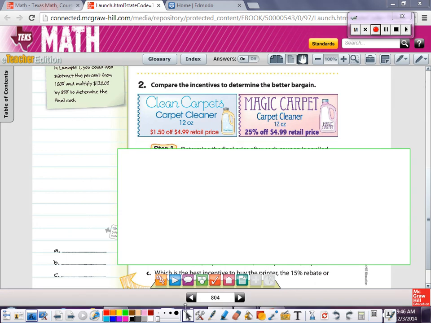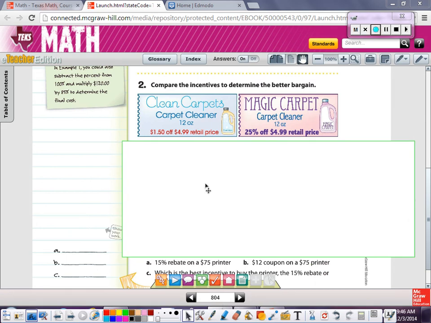Here we have Clean Carpets, carpet cleaner, for 12 ounces. Now, it's always important that when you're comparing two things to compare everything, especially the amounts of stuff you're getting or using. And luckily, we have the same amount here. So we know we're getting the exact same amount of the same kind of thing. Both of these products are carpet cleaners. One's called Clean Carpets, one's called Magic Carpet.